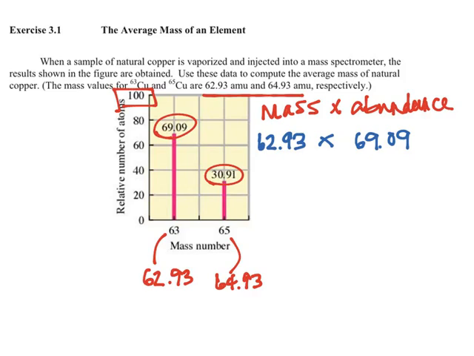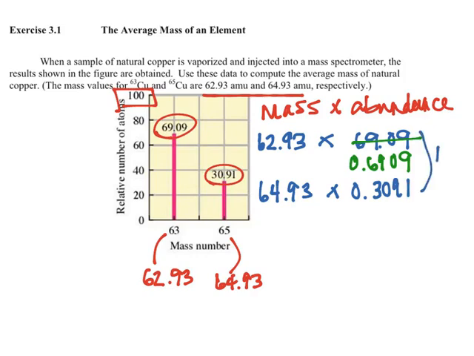So I'm going to go ahead and right away change this 69.09 into 0.6909, okay? And then I'm going to take my second mass, so 64.93, multiply that by the abundance. Again, I'm going to write that as a decimal instead of as a percentage, so 0.3091. I'm going to find the amounts for each of those, and then I am going to add those together. I don't divide by 2, I don't do anything like that.